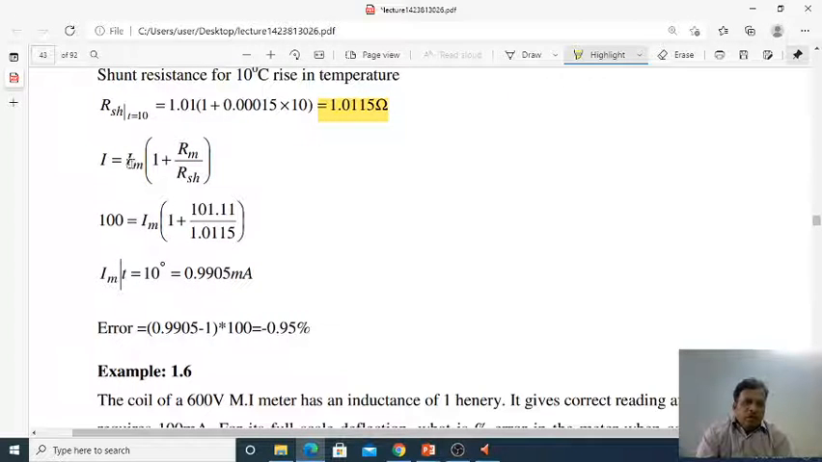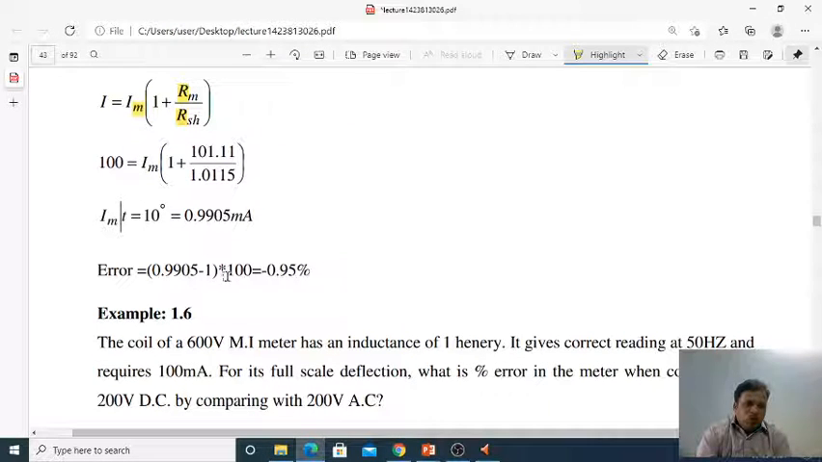Therefore I is equal to Im into (1 plus Rm by Rsh). When the 10 degrees centigrade rise in temperature occurs, the Rm value and Rsh value change, and by these values we write 1 is equal to Im into (1 plus 101.11 by 1.0115). Then you will get Im at 10 degrees centigrade is equal to 0.9905 milliamperes. So the error is equal to minus 0.95%.